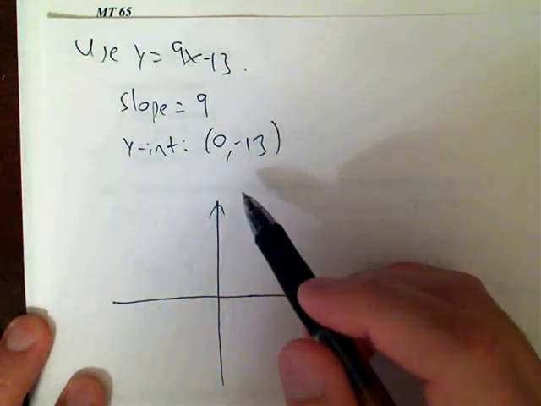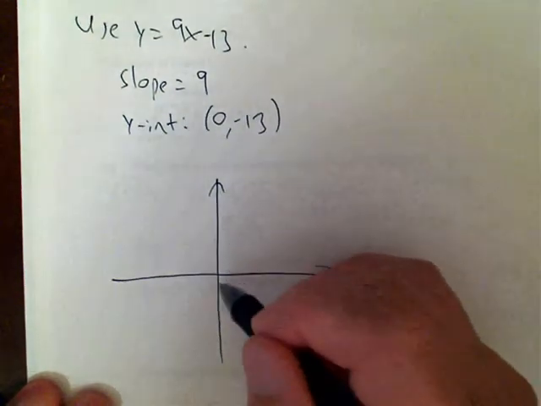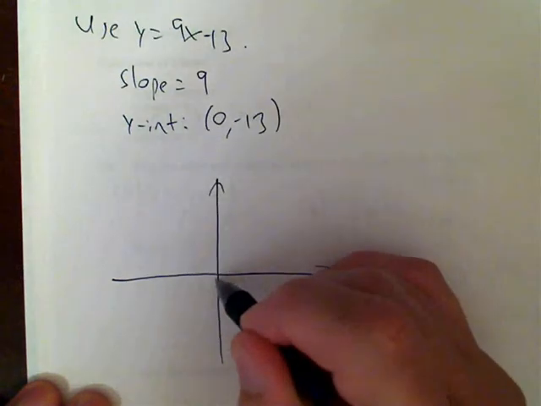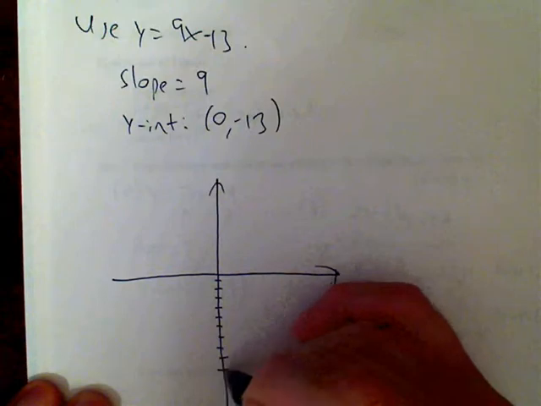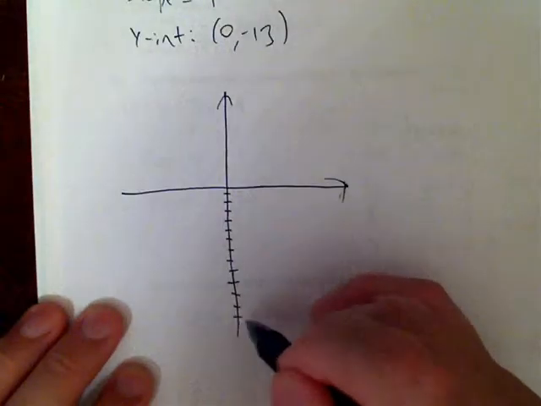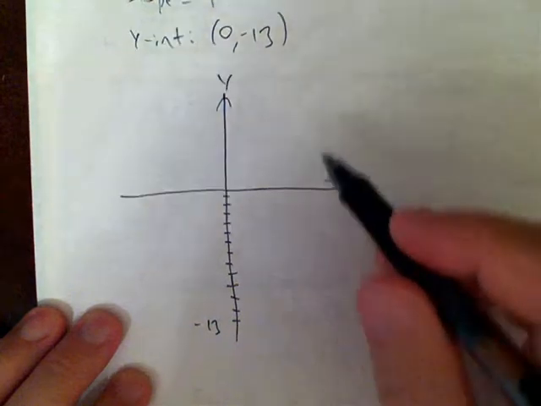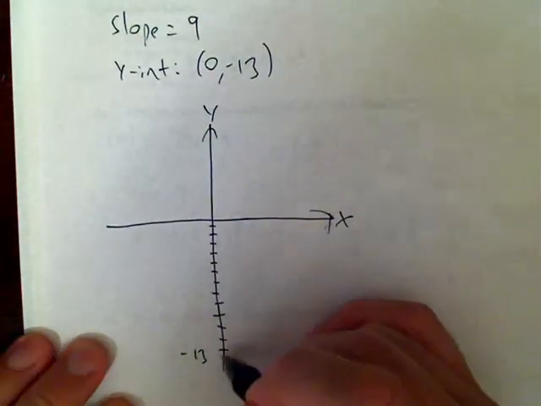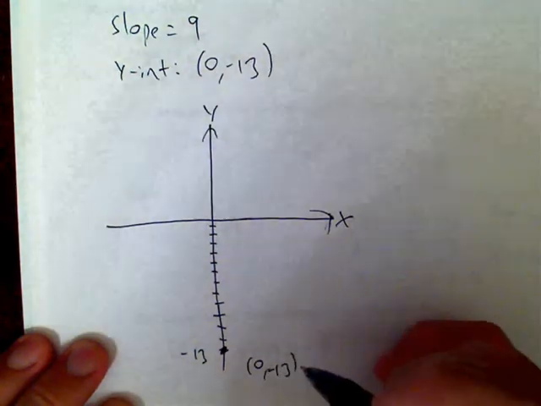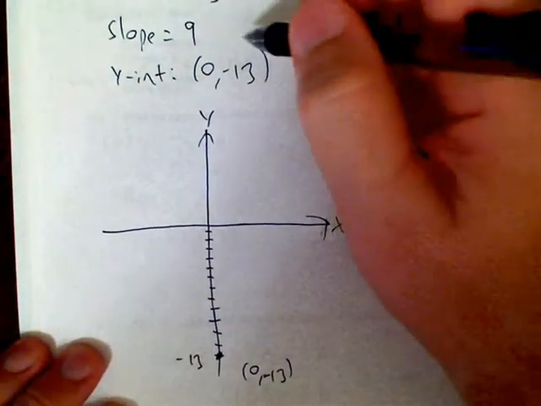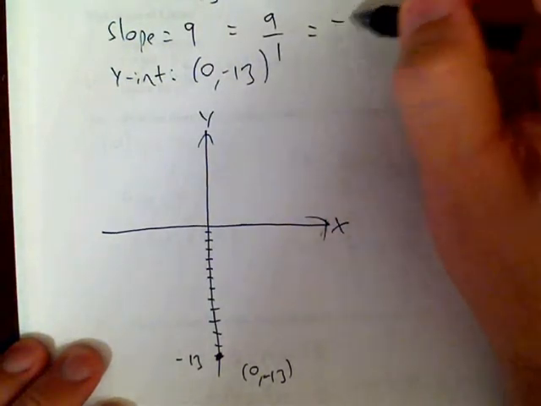One point we know for sure is on this line is 0, negative 13. So that's on the y-axis, down 13. 1, 2, 3, 4, 5, 6, 7, 8, 9, 10, 11, 12, 13. So 0, negative 13 would be right there. Now, our slope is 9. That's the same thing as 9 over 1. And it's also the same thing as negative 9 over negative 1.